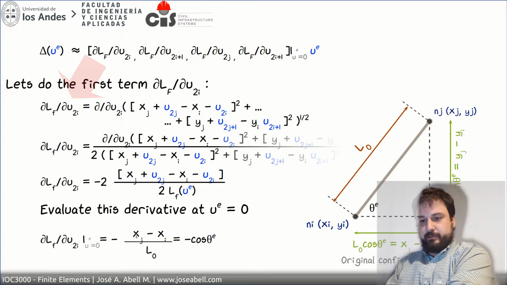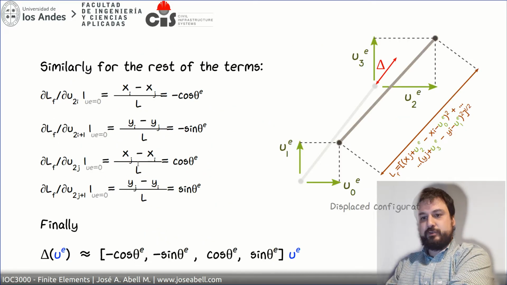And we get the subtraction of the x coordinates of the bar over the original length. And geometrically, if we subtract the x coordinates and we divide by L naught, that's exactly the cosine of the original angle that the bar makes with respect to the horizontal. So we can replace all of this with minus cosine of the angle that the bar makes with the horizontal axis. Okay, so for the other components, the story is pretty similar. For each of the components, we get cosine, minus sine, cosine, and sine.